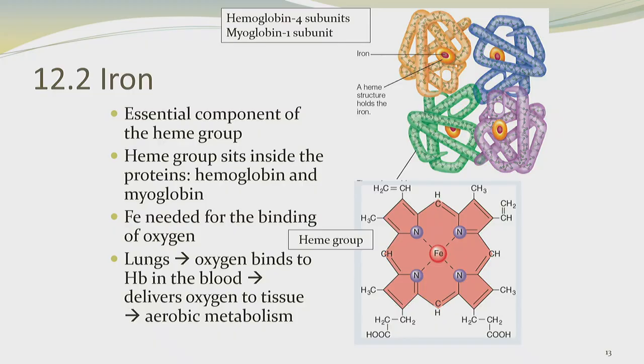So when we inhale oxygen into the lungs, it goes into the blood and binds to the iron atom in the hemoglobin. And it is the hemoglobin that is able to then carry the oxygen around and deliver it to tissues where it participates in aerobic metabolism. And we've talked about aerobic metabolism, where we talk about glycolysis and it going through the Krebs cycle and going through the ETC as well.